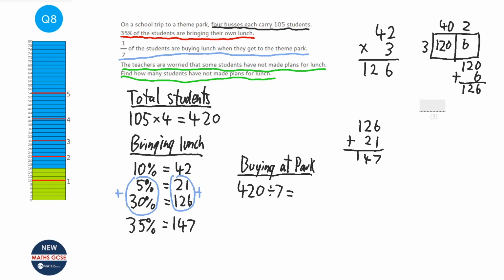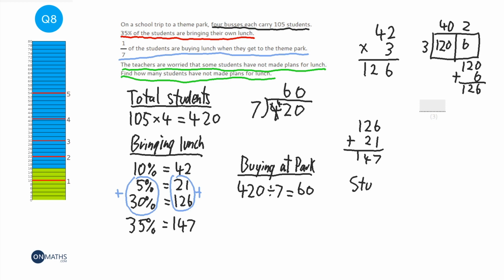And again, you can do this any way you feel comfortable doing, although this is a bit easy because 42 divided by 7 we know is going to be 6. So 7s into 4 don't go, so carry that on. 7s into 42 are 6, 7s into 0 is 0. So it's going to be 60. So students left.